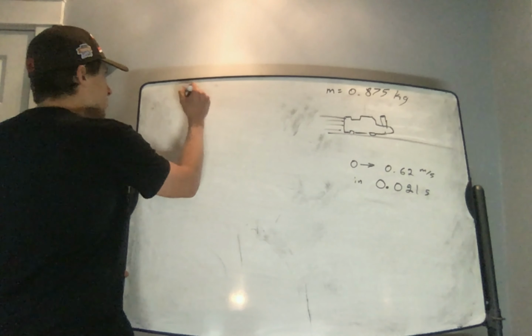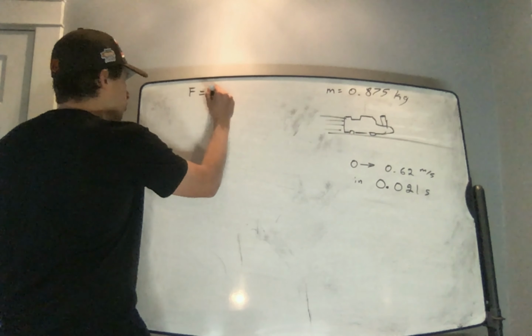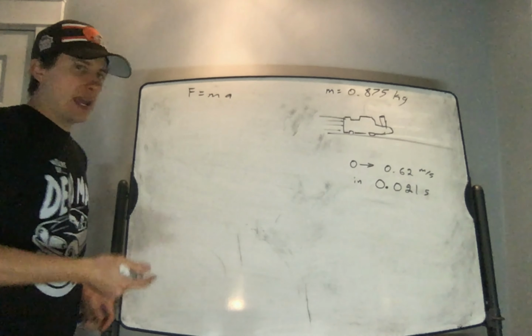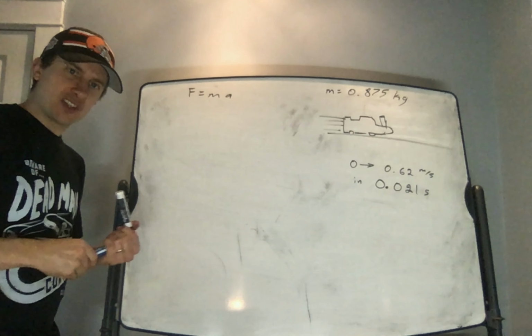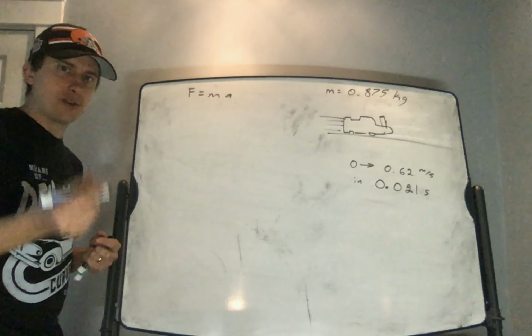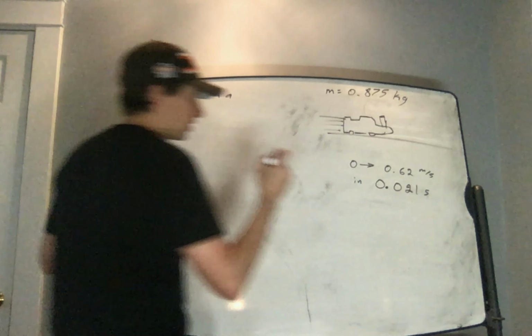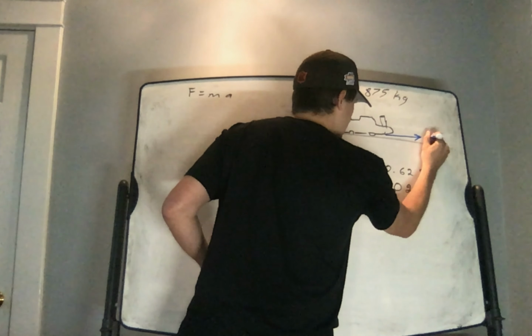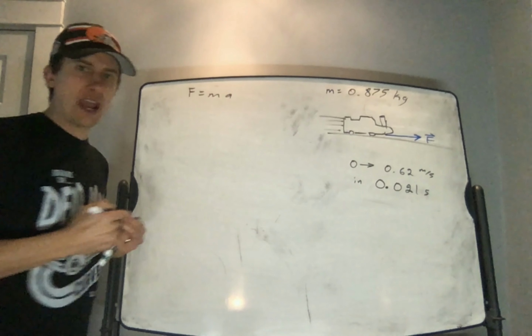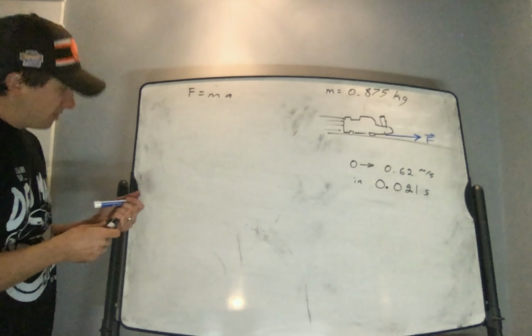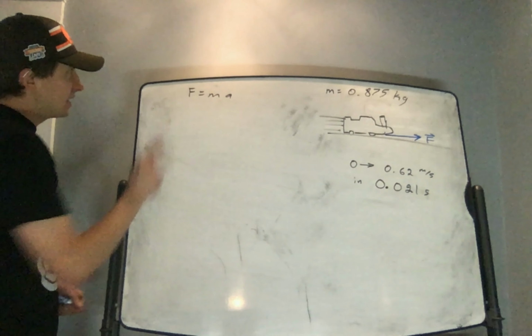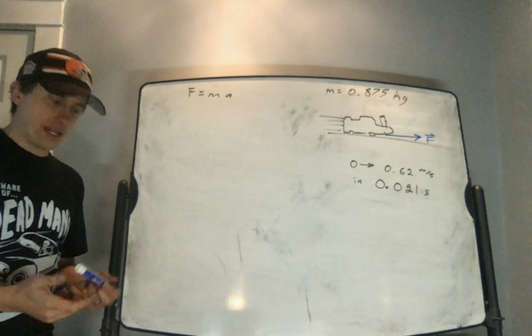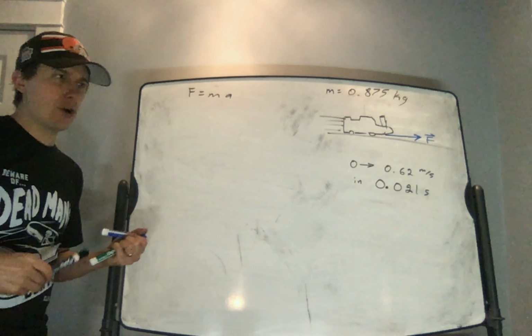Well, I know that force is equal to mass times acceleration, and presumably the force of the motor pushing the train will be in the same direction that the train accelerates. So presumably the force of the train's motor will be pushing it along the track. So if I know the mass of the train and I know the acceleration of the train, I could solve for the force of the motor.